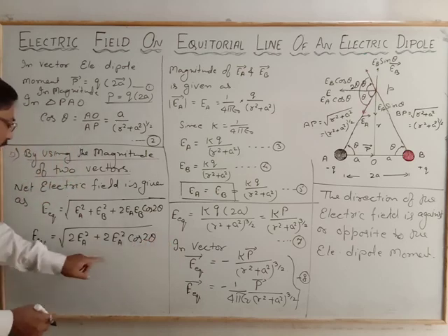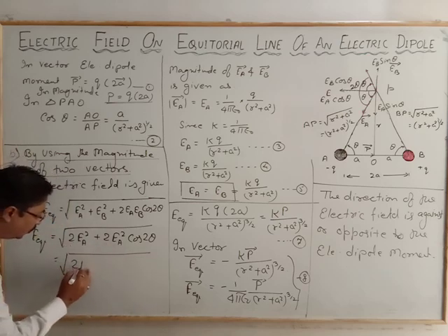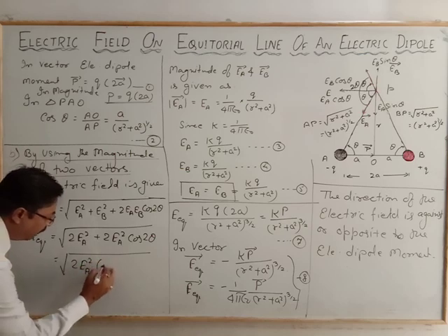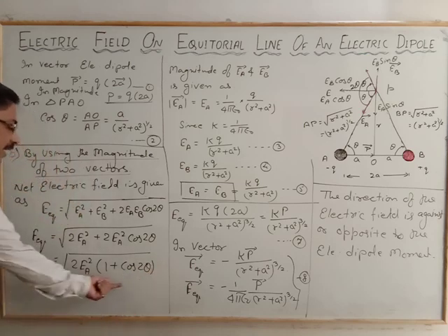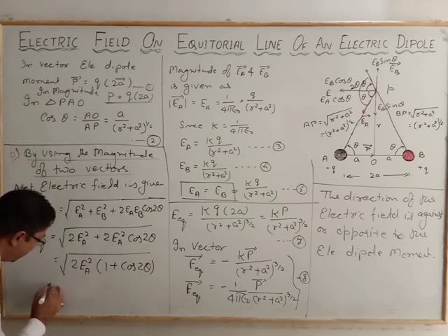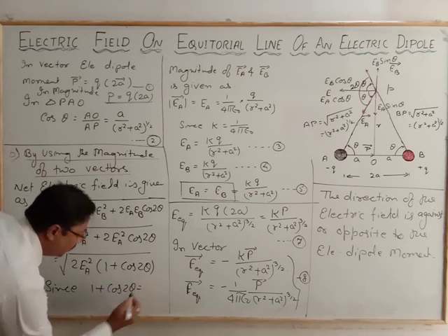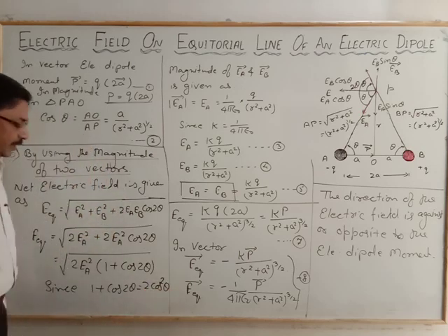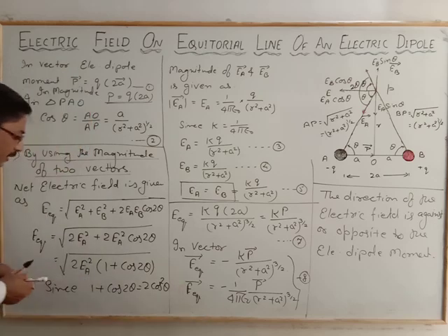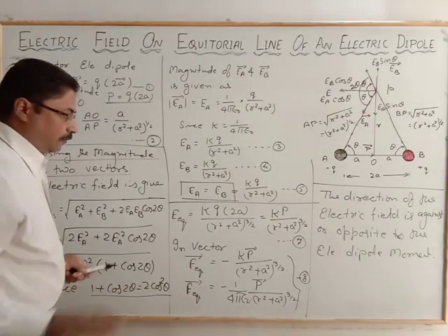Now we take out the common factor, 2EA square, and what is left is 1 plus cos 2 theta. Now this is the trigonometrical relation: 1 plus cos 2 theta is equal to 2 cos square theta. So we apply this trigonometrical relation in the above.